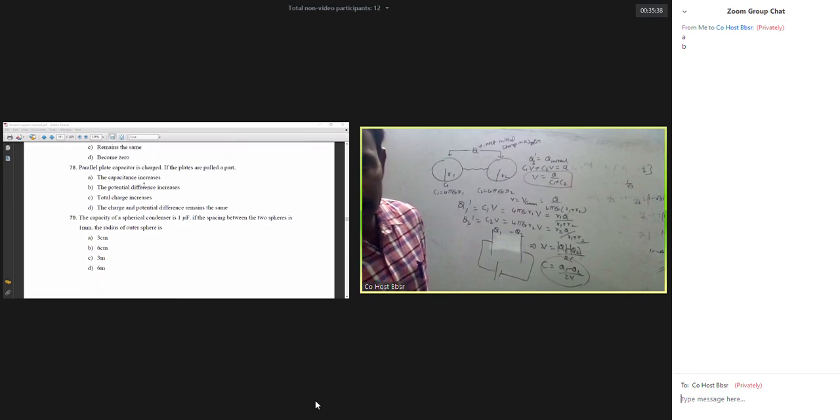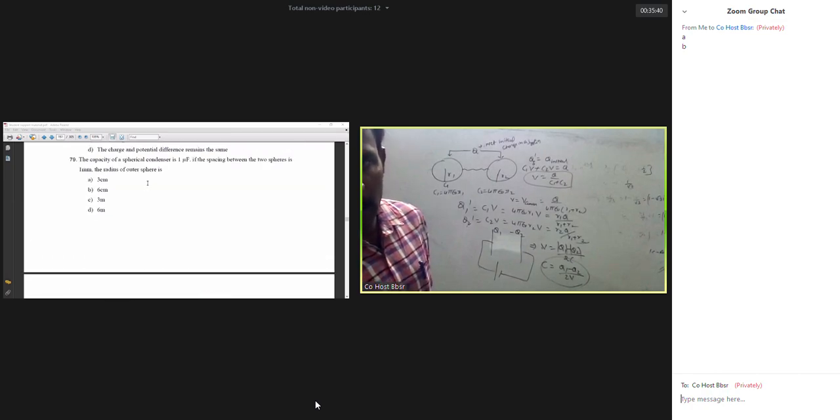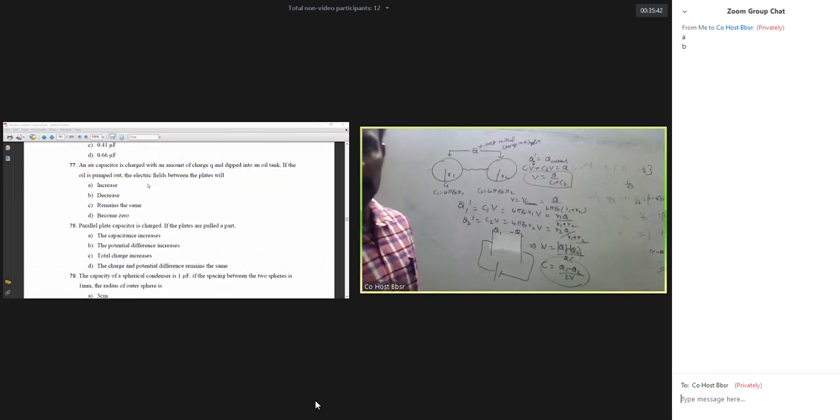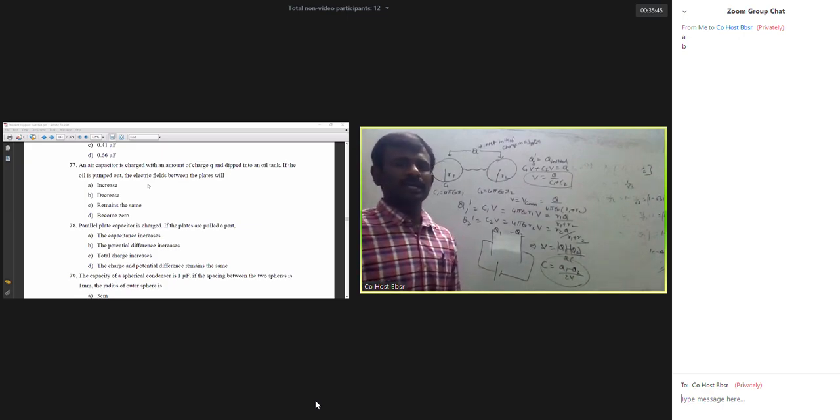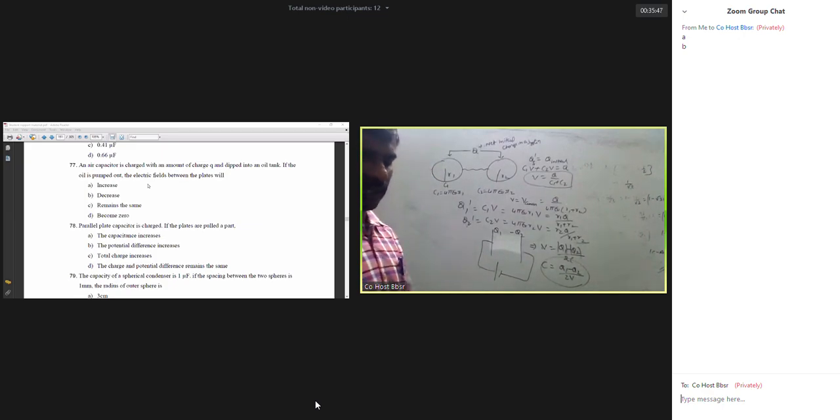Last, only 4 questions. Very good, you are done. These are easy, conceptual. A charged capacitor with amount of charge Q is dipped in an oil tank, and the oil is pumped out. The field between the plates will be?